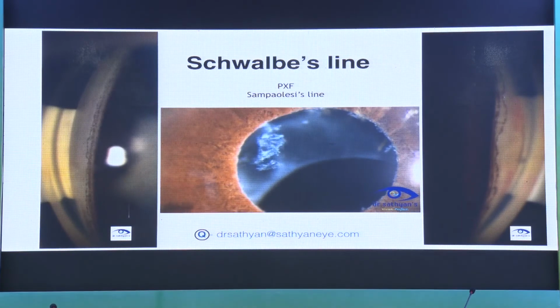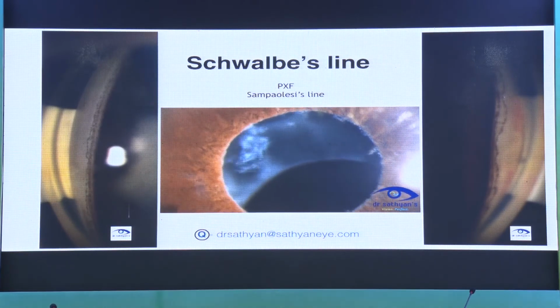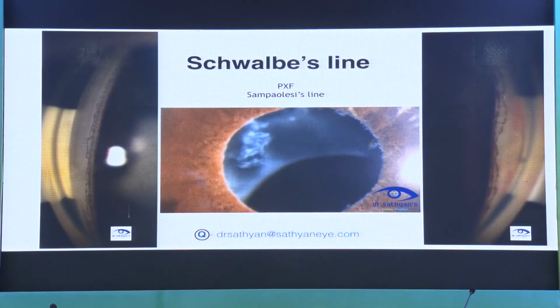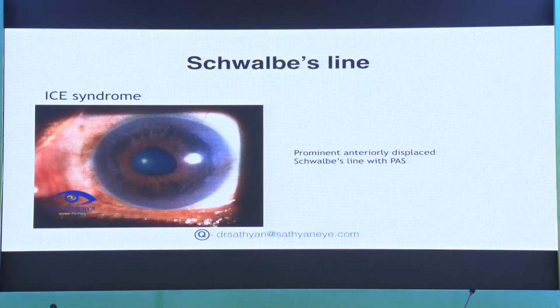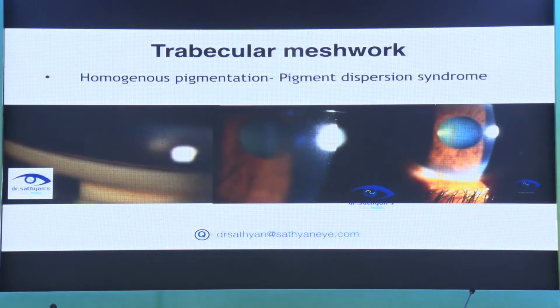You put the slit beam very thin, make sure that you identify Schwalbe's line, and once the pigmentation is there, this is pseudo-exfoliation. And then you have the Sampaolesi line again, that you can see. When you're looking at homogeneous pigmentation of the trabecular meshwork, you see this here. This is very dense pigmentation, and you will be seeing it throughout 360 degrees. That is pigmentary glaucoma. There's a huge difference between these two.